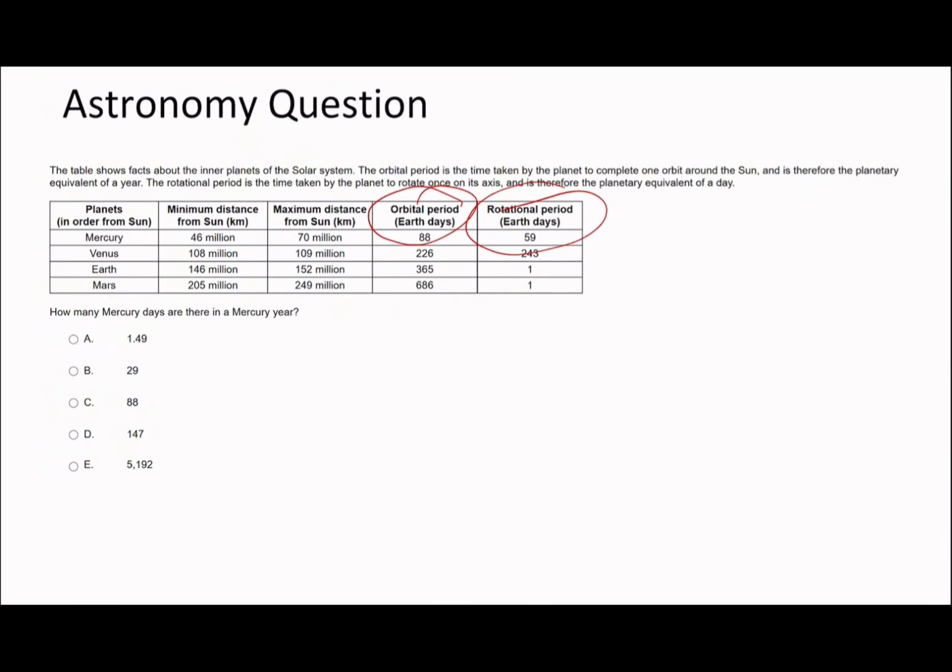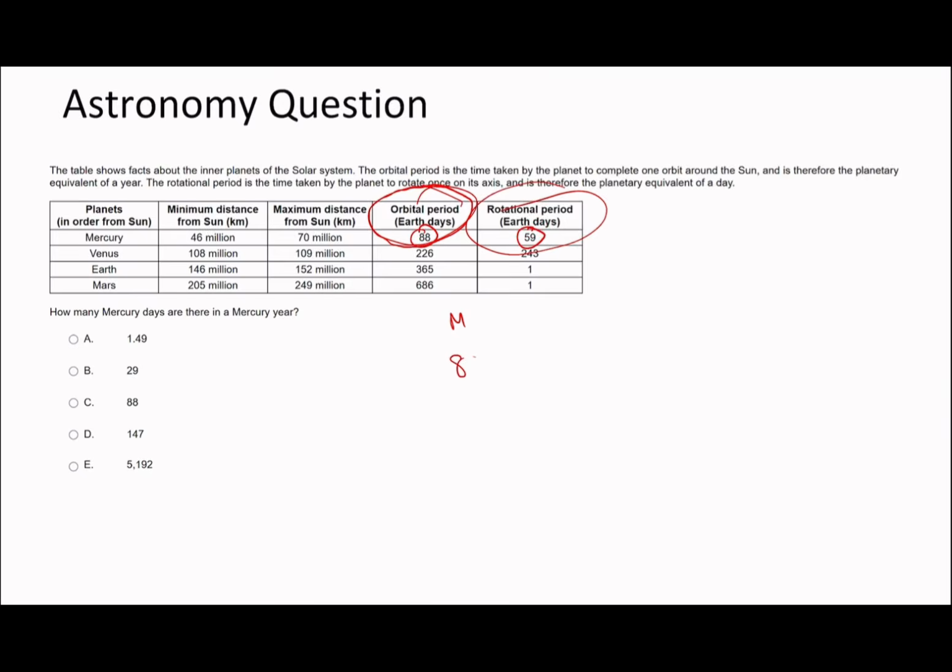So how many Mercury days are there in a Mercury year? Each Mercury year is 88 Earth days. And we know the rotational period is going to be 59 days. With this information, we ask ourselves once again what's relevant. These are literally the only two things that are going to be relevant here.